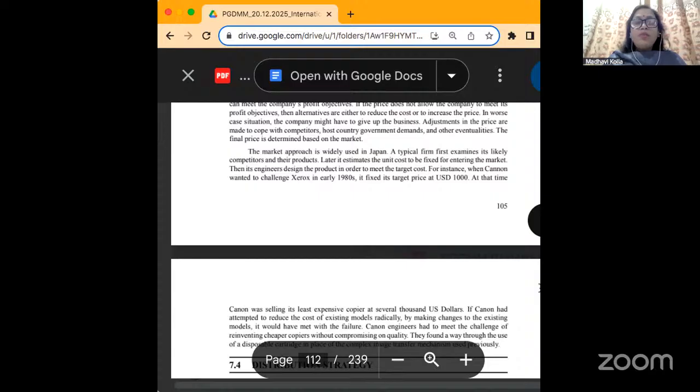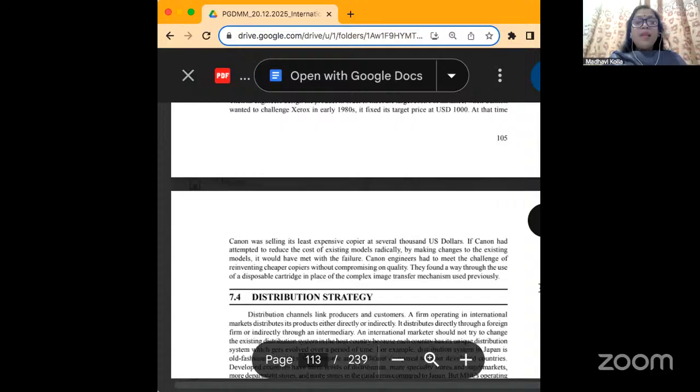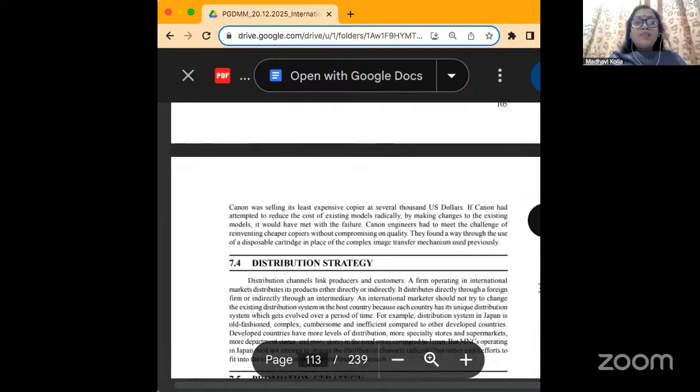So this market approach is widely used in Japan. A typical firm examines who the likely competitors are, what the products are, and what the pricings are, even before it determines whether it should enter that particular market, and it engineers or designs its products in such a way that it can meet the target cost. So if Canon wanted to challenge Xerox in the early 1980s, it had to fix its target price at USD 1000. And at that time, Canon was selling its least expensive copier at several thousand US dollars.